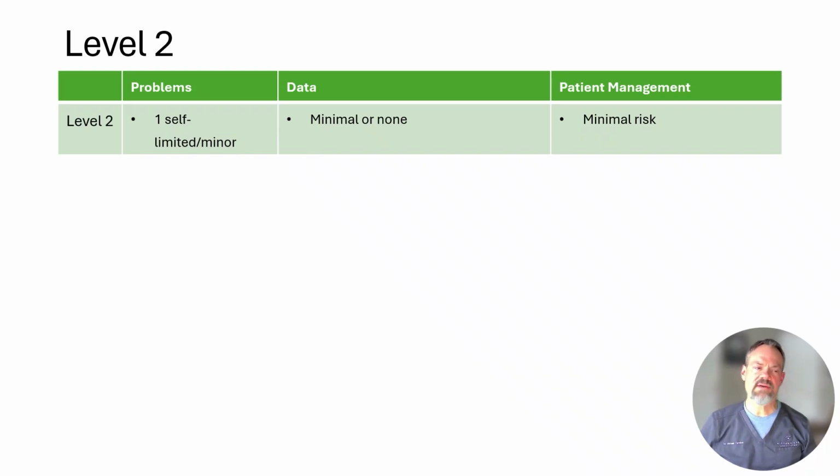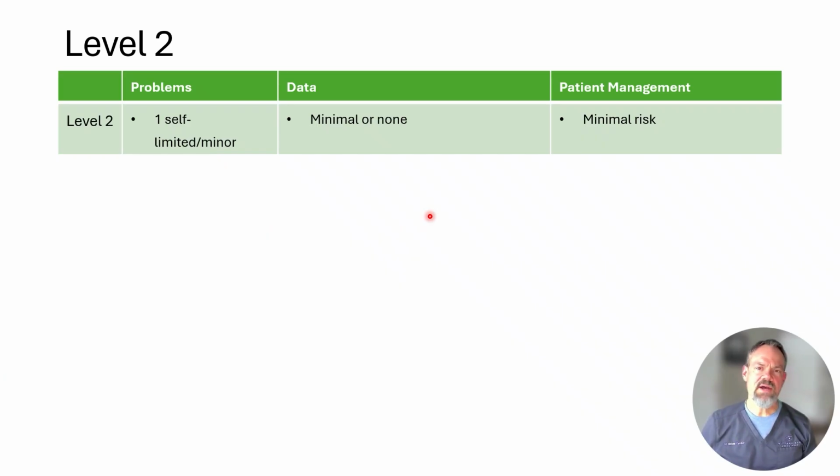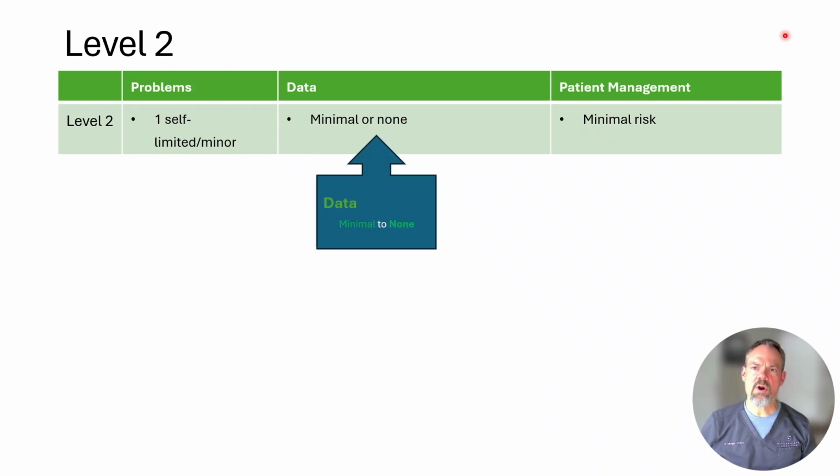Let's start off with a level 2. Under a level 2, we have a self-limited minor. What does that mean? It usually resolves without significant complication and doesn't require extensive treatment. So 3 examples might be dry eye after prolonged computer use, conjunctival hemorrhage without trauma or systemic issues, or mild allergic conjunctivitis. Under data, it says minimal or none. So it bears repeating that there's no requirement for data on a level 2.